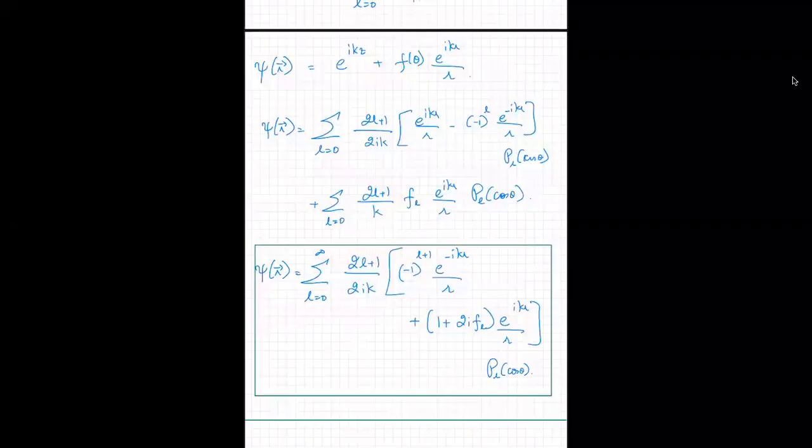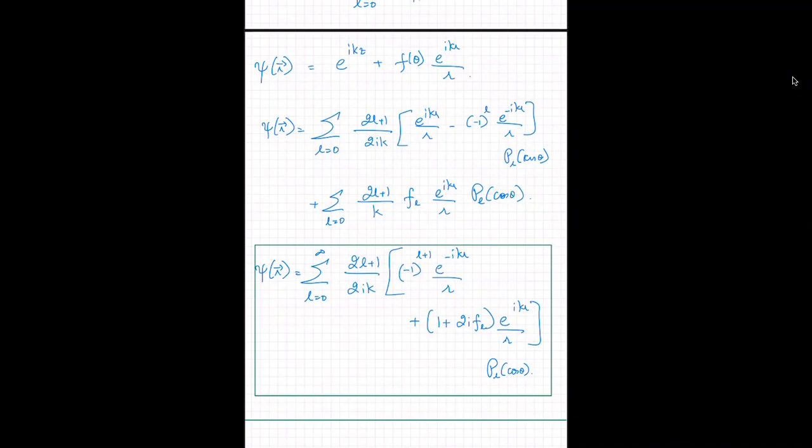Okay, so let's quickly remind ourselves where we are in our story of scattering theory. We are discussing scattering from potentials that have rotational symmetry. Then our ansatz for the wave function is given by the first line in the slide.